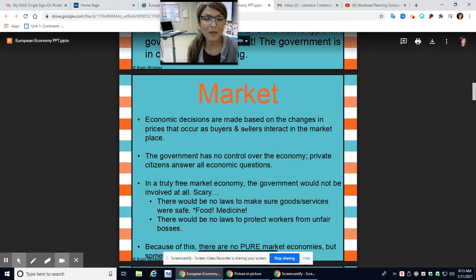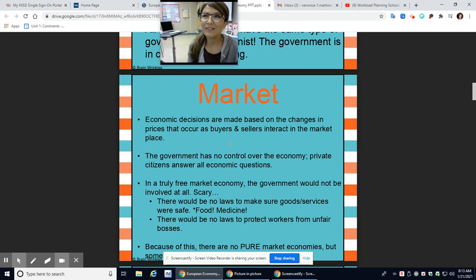Then you have a market economy. Economic decisions are made based on the changes in prices that occur as buyers and sellers interact in the marketplace. We call this free enterprise, right? We've talked about supply and demand. If people want it, if it's there, people buy it, the demand is high, what's going to happen to those prices? If the demand is high, that price is going to go up. If the demand is low, that price is going to go down. So think about that. This is a free market economy.